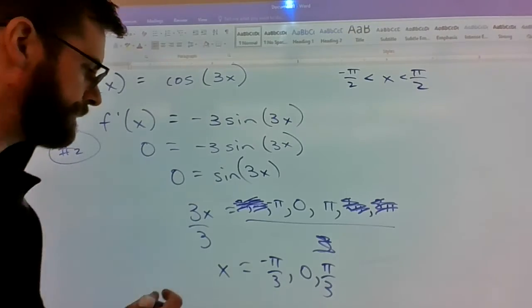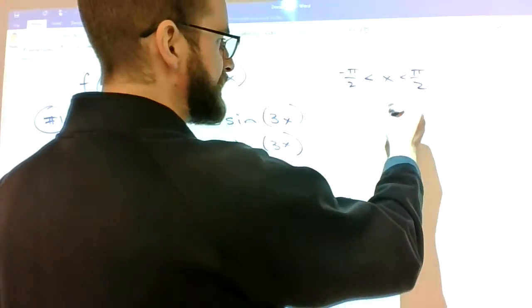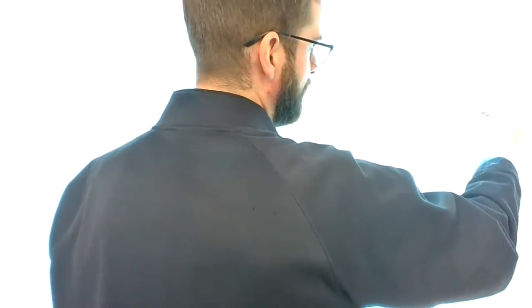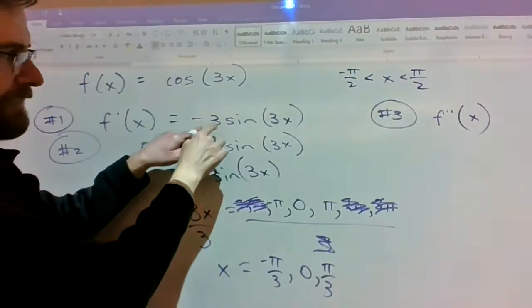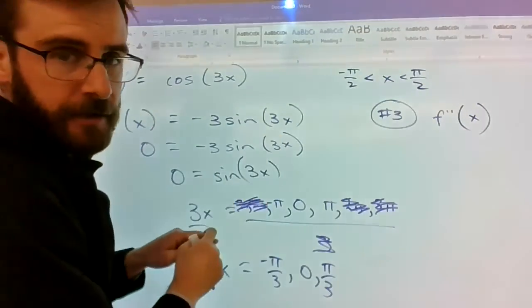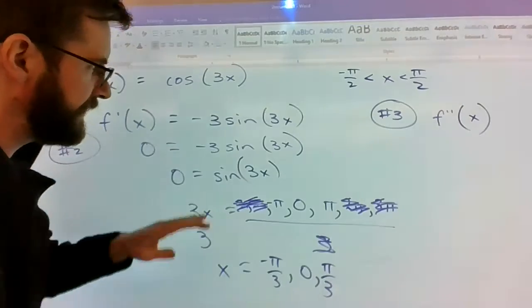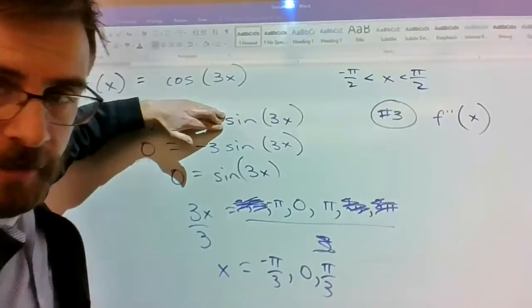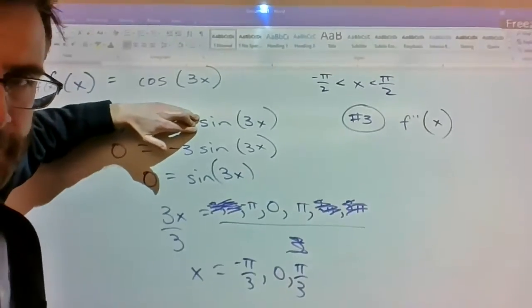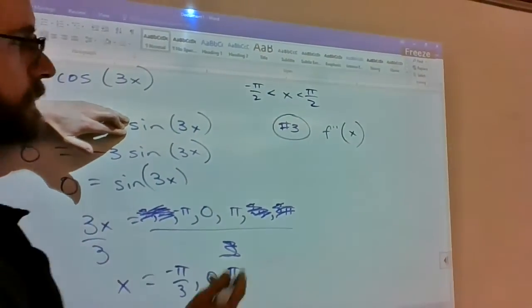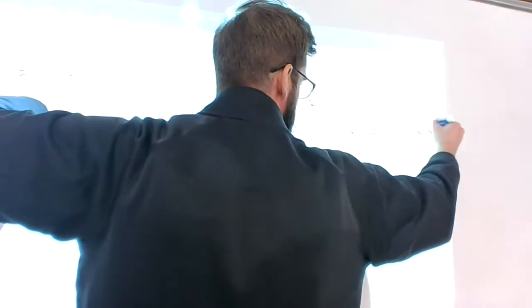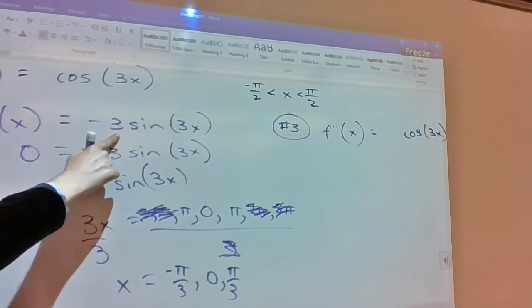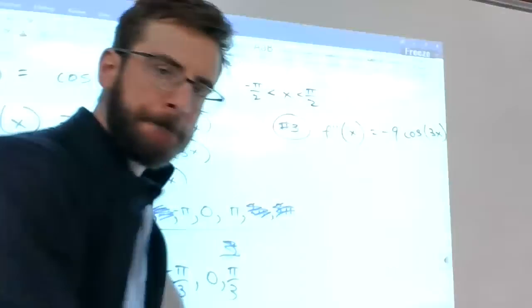So what do we do with that? Well, you now take the second derivative. F double prime of x is the derivative of negative 3 sine of 3x, and the derivative of sine is cosine. So it's going to be cosine of 3x times 3 times negative 3. So there's going to be a negative 9 out front.